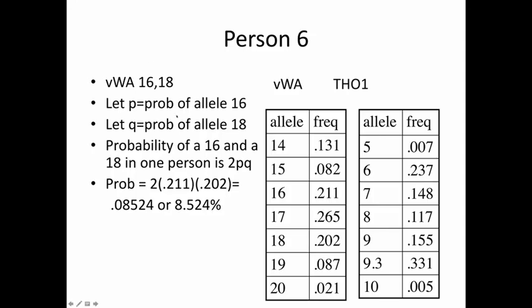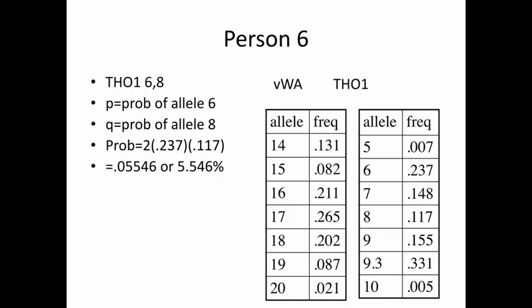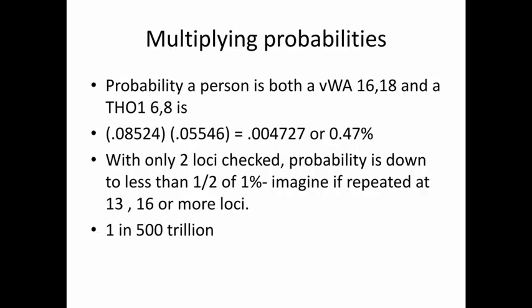So now let's do THO1. So we'd said that the THO1 person was a 6-8. And so we look at the data table for THO1, and the probability of a 6 is 0.237. The probability of an 8 is 0.117. So 2 times the first times the second is 0.055, or 5.5% of the people are going to potentially be a 6-8. But what if you're both a VWA 16-18 and a THO1 6-8?